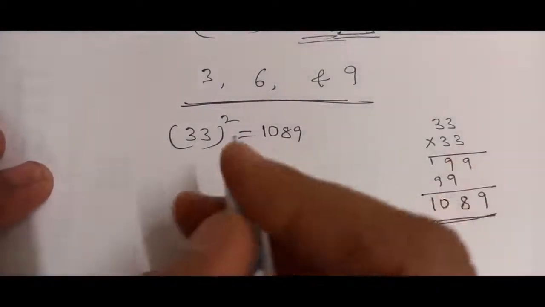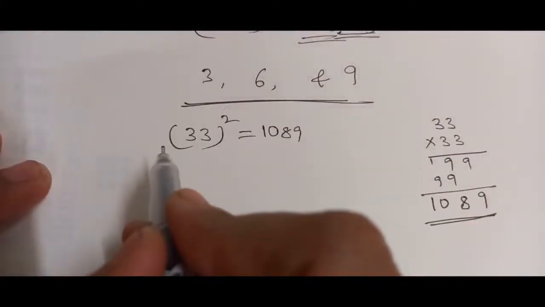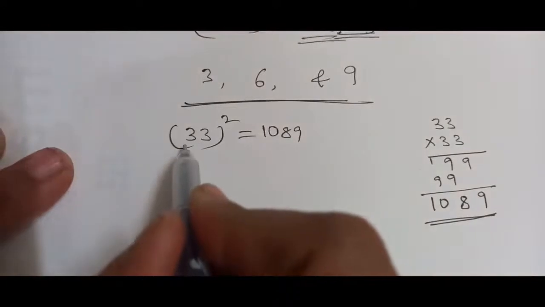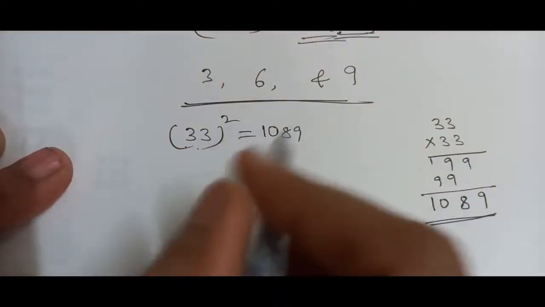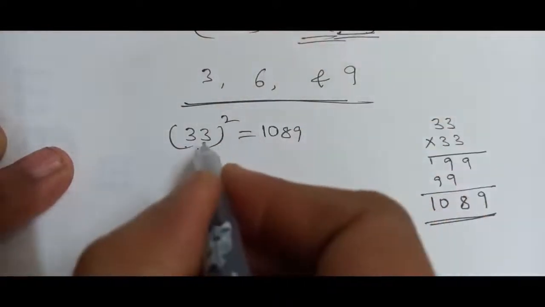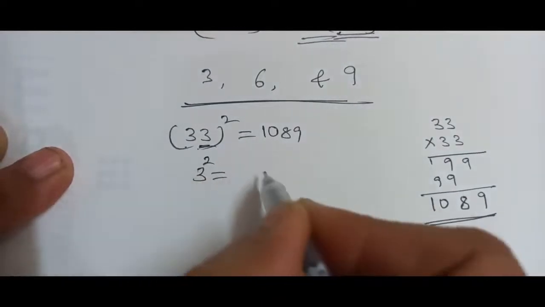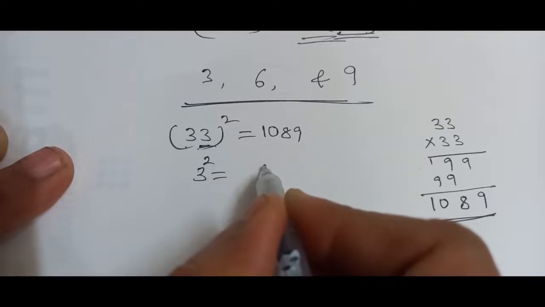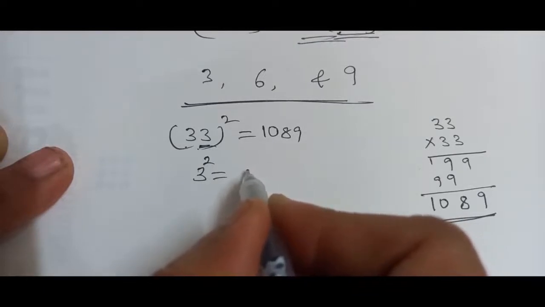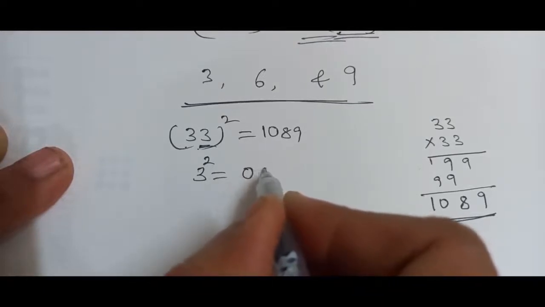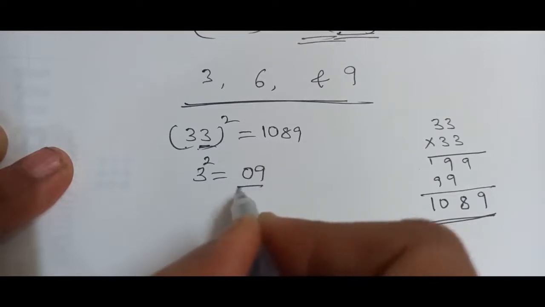Okay? See here, double 3 square is there. First write last digit square. So last digit is 3 square, that is 9. Write the answer in 2 digits. So we need to add 0 before the 9. So the answer is 0, 9.